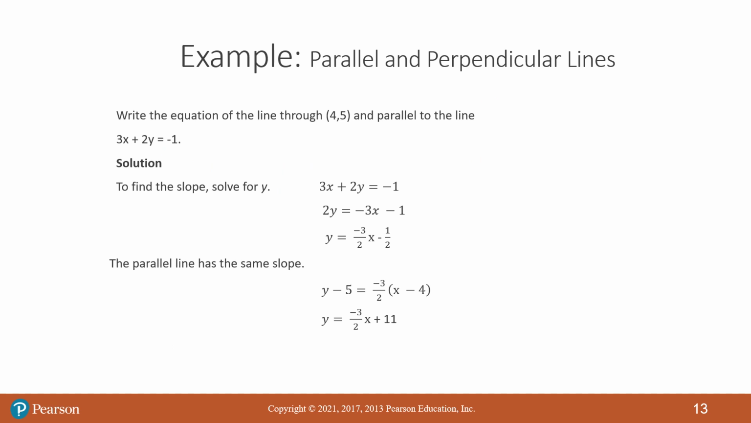Now, here's where it gets a little more complicated. Parallel and perpendicular lines. Okay. Now, if asked to find a line parallel to another line, this line is going to have the same slope as the original line.